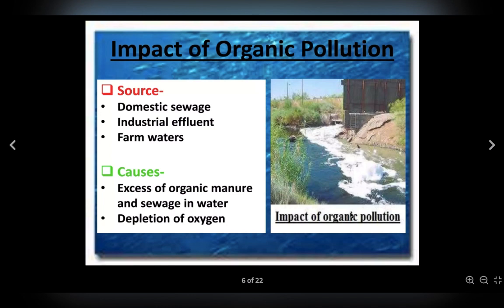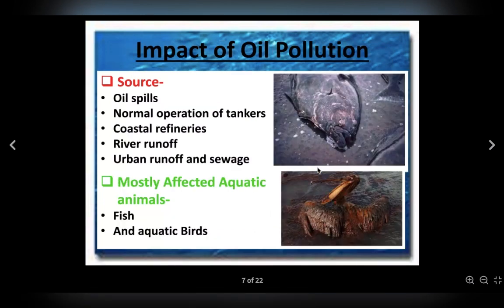Depletion of oxygen. Oxygen will be affected in the river. You can see if you look at this river, like washing soap, so many things we dump in the river, so many chemicals, and this will eat up the oxygen in the river and thereby affect every other organism that lives in the river. In many cases, you see some of them will die. Okay, the impact of oil pollution on the water.